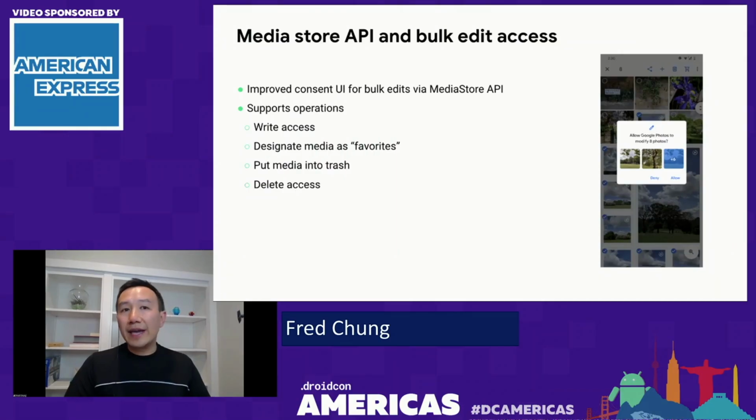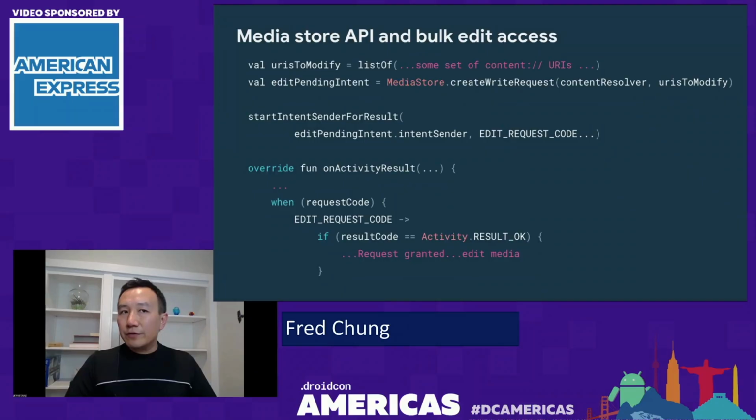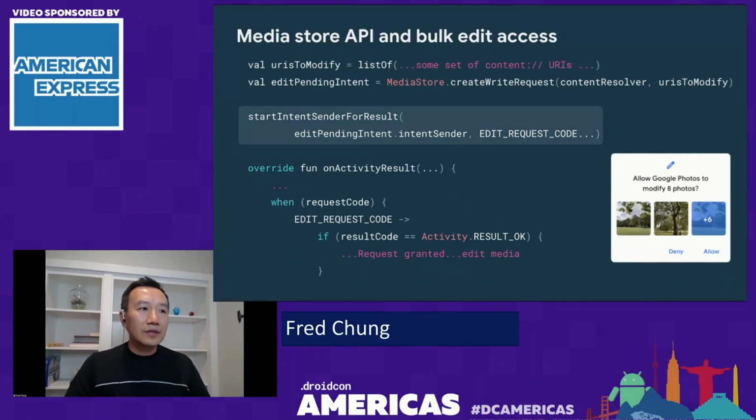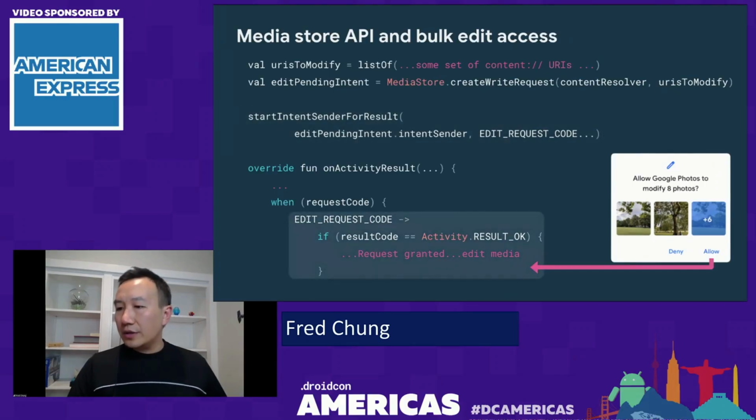Let's have a look at the actual APIs and how it works. You can first specify a list of URIs that you intend to interact with, pass it into this API call, then you get back an intent, and you supply a pending intent and a request code. Then your user will see a dialog box for them to pick and choose which media files they would like to make changes to. After that, in your code, in the onActivityResult callback for the corresponding code, you can then manipulate the selected files.